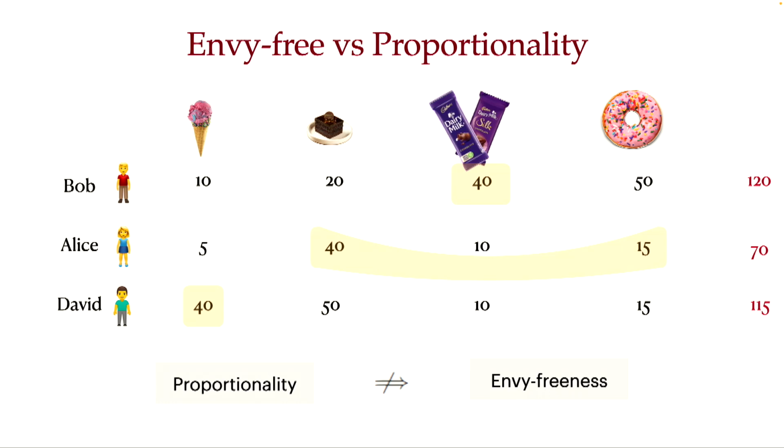So we saw two fairness notions: envy freeness and proportionality. And we saw that proportionality does not imply envy freeness. We had an example in which the allocation was proportional but not envy free. What about the opposite?